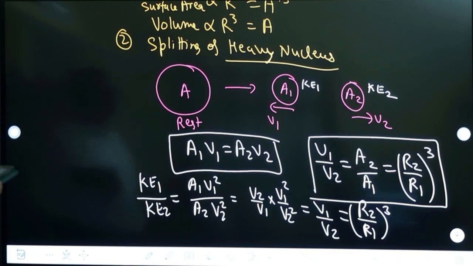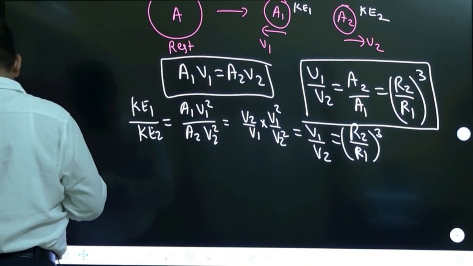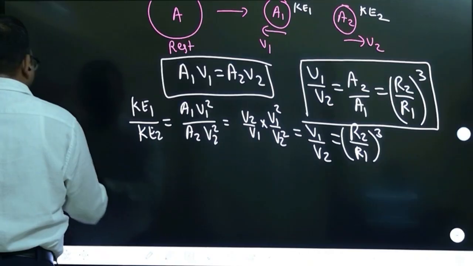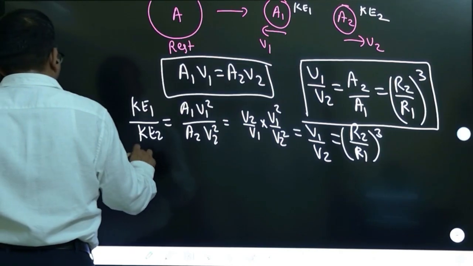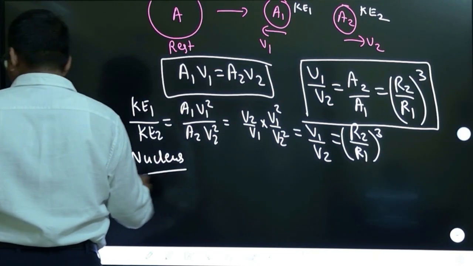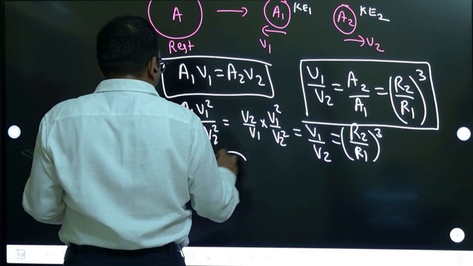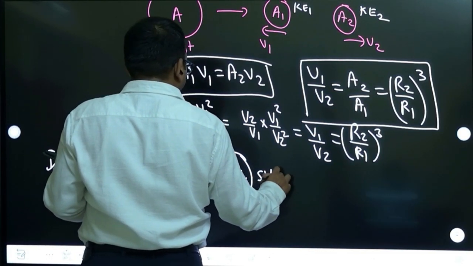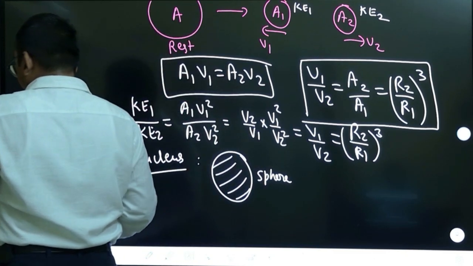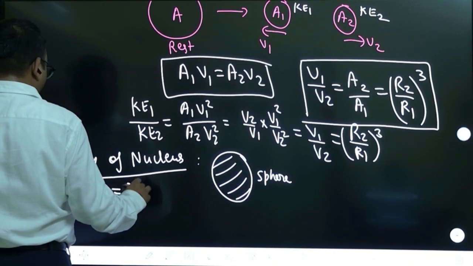Okay, that's the idea. Then next, density of nucleus. What is the density of nucleus? Assume the nucleus to be a sphere. It is a sphere. So we know density is equal to mass by volume.